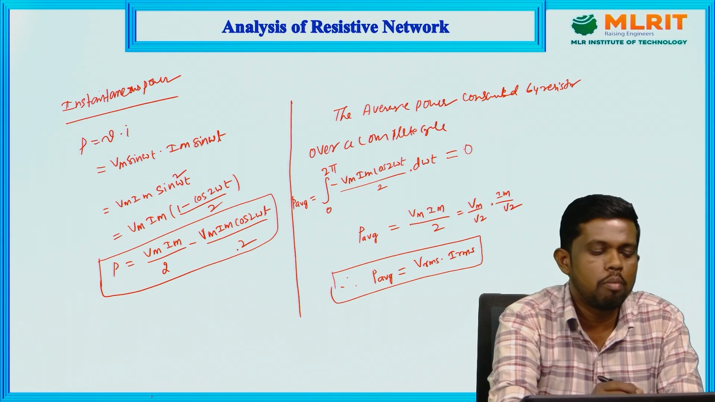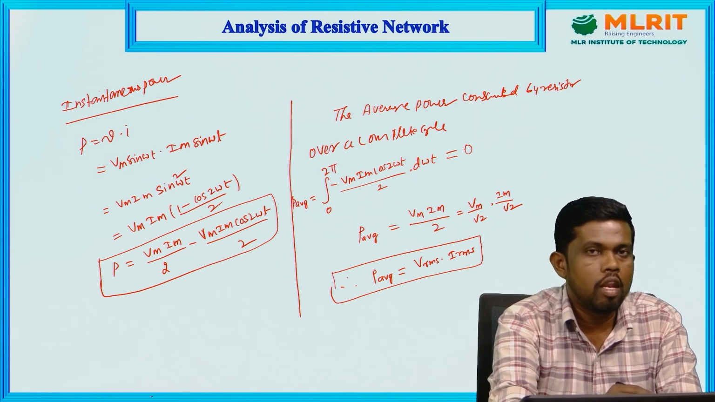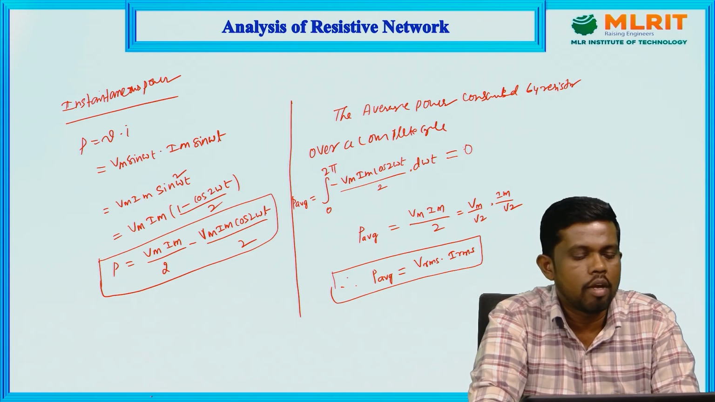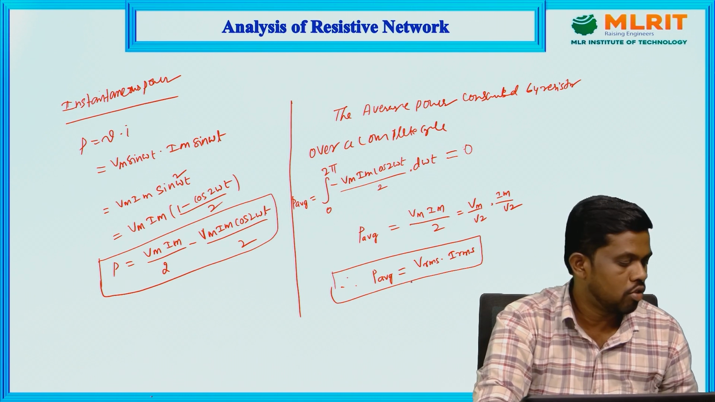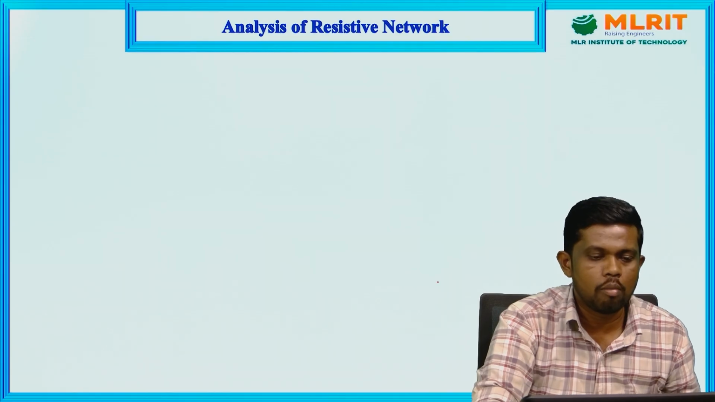The variable part of the instantaneous power, with double frequency, has an average value of 0. Based on that, the average power of the resistor should be equal to Vrms into Irms.